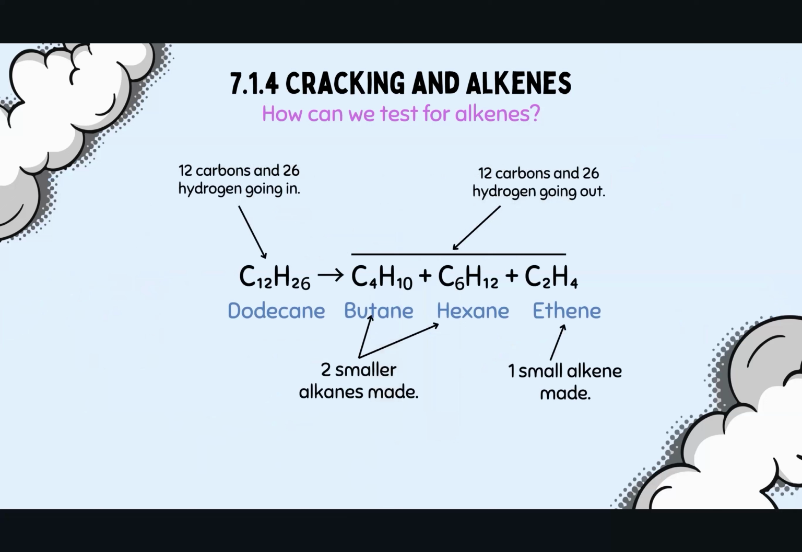Okay, this is what I've already shown you. The only thing is, it should just be small alkane made and 2 small alkenes made, because that is an alkene. It should be hexene. C6H12 is an alkene.